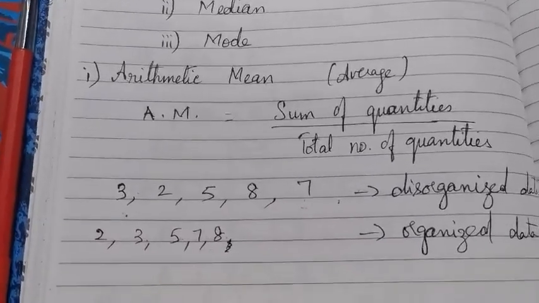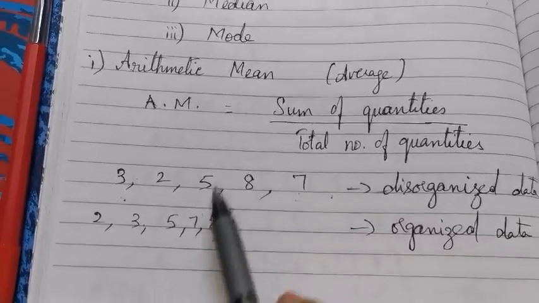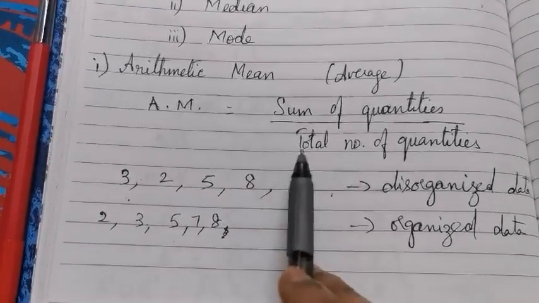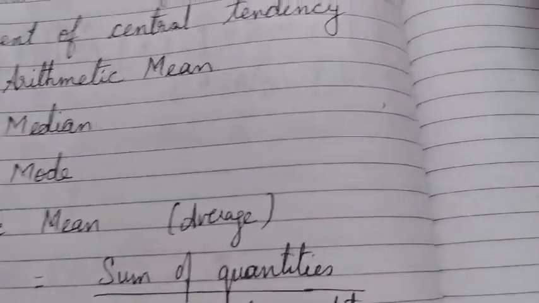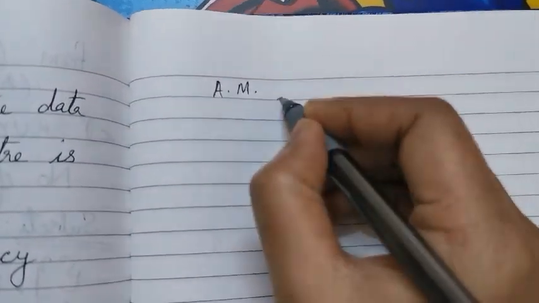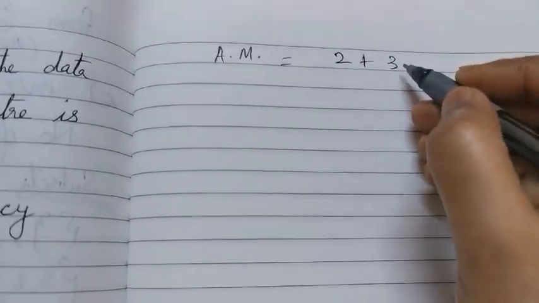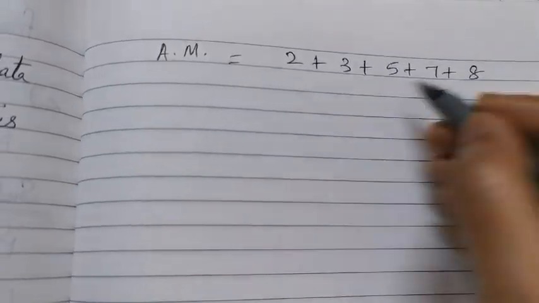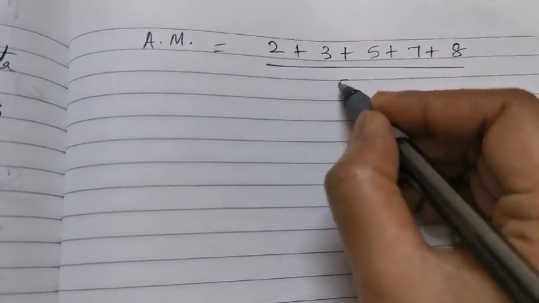Now to find arithmetic mean, we have to do addition. That means you have to find the sum of these quantities divided by total number of quantities. What is the total number of quantities here? 1, 2, 3, 4 and 5. So arithmetic mean is the sum of quantities. I am adding all my quantities, that is 2, 3, 5, 7 and 8, divided by total number of quantities, which is 5.